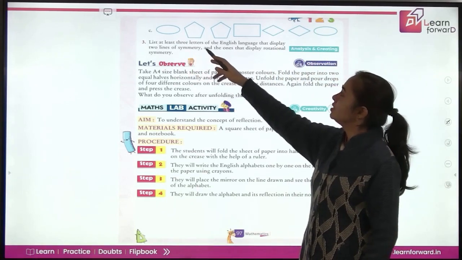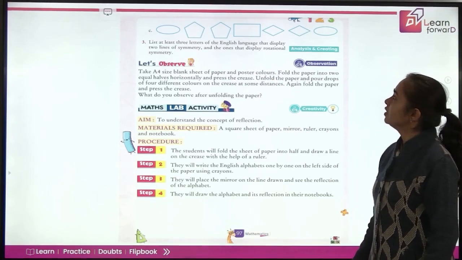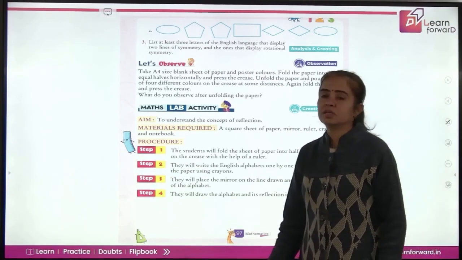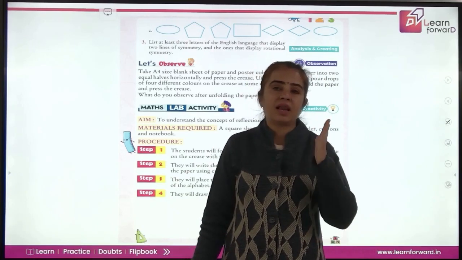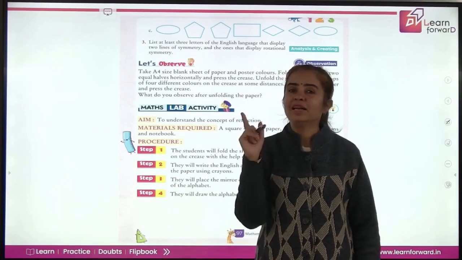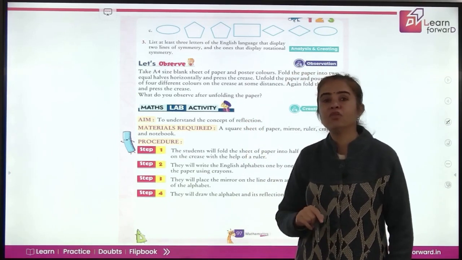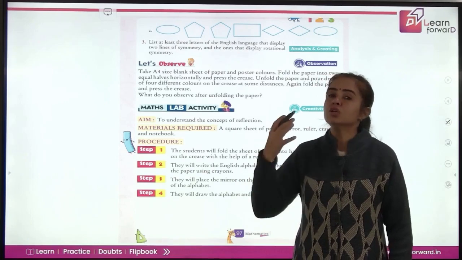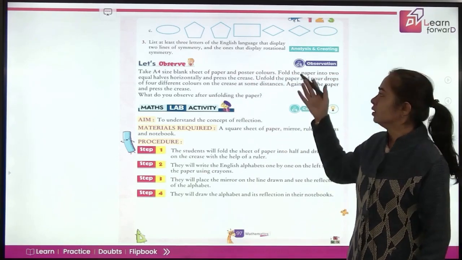List at least 3 letters of English language that display 2 lines of symmetry and the ones that display rotational symmetry. We have already practiced this with the letters for the line symmetry. Now with letters also for rotational symmetry, we have learned for S, we have done it for H and I also. So you just find out yourselves what other letters you can write here.